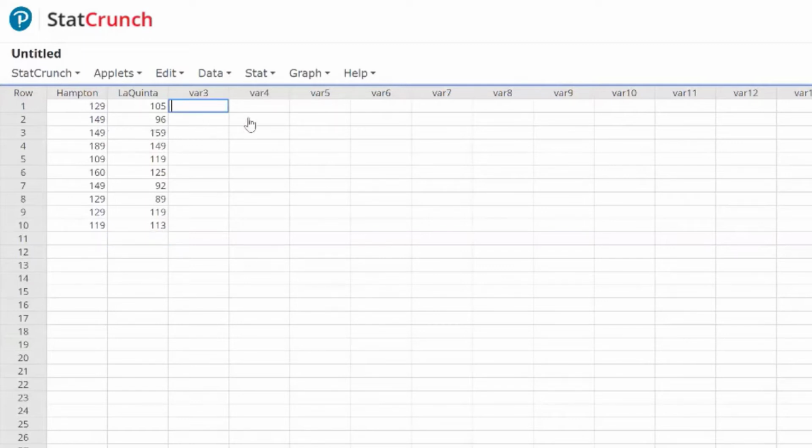So one way, of course, you can compute the difference is literally to just manually do it. So Hampton minus La Quinta, we're going to do 129 minus 105. And what do we get there then? 24, like that. So that's one option.